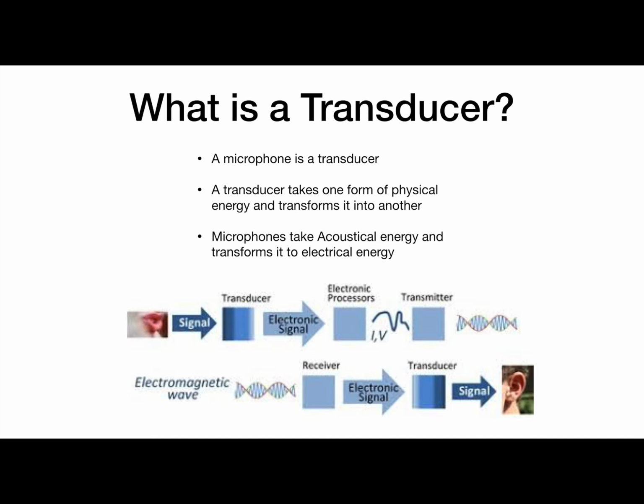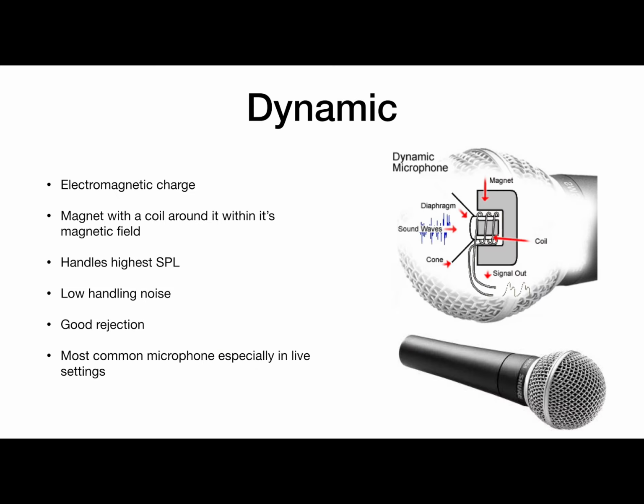We categorize microphones as how they pick up the sound source and convert it into electrical energy. They will fall into three separate categories: ribbon microphones, condenser microphones, and dynamic microphones. First, dynamic microphones are one of the two types of microphones, along with ribbon mics, that work on the principle of electromagnetism. Dynamic microphones will be your most common microphone.